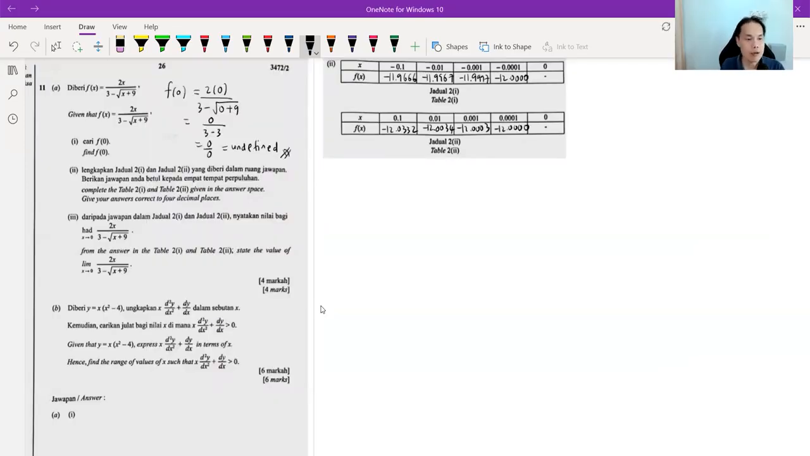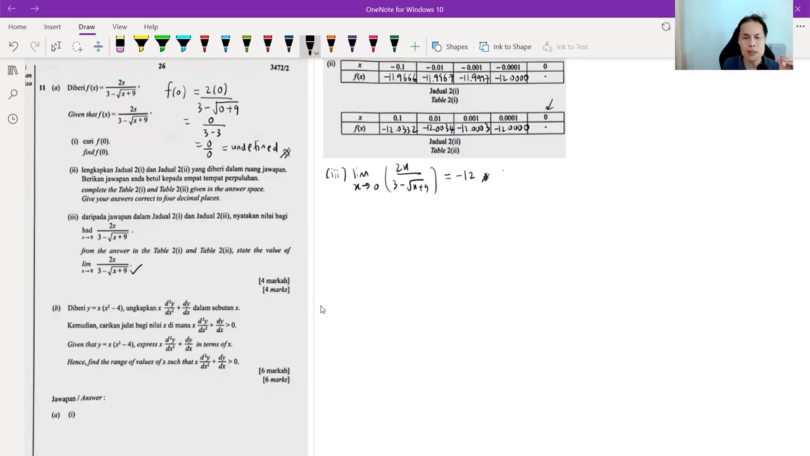And then they say, from the answer in the table, state the value of the limit of x approaching 0 of 2x over 3 minus square root of x plus 9. You can see from the table, right? As your x approaches 0, your f(x) value gets closer to negative 12. All right, so this is for the whole thing for 4 marks.